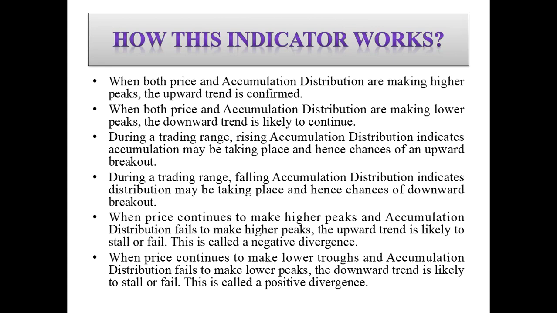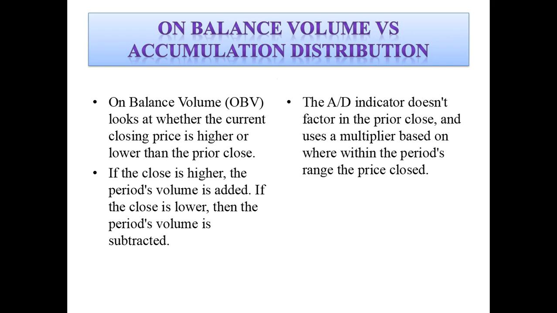When the prices continue to make higher peaks and the indicator fails to make higher peaks, the upward trend is likely to stall or fail. This is called a negative divergence. When the price continues to make lower troughs, but the indicator fails to make lower troughs, the downward trend is likely to stall or fail. This is called a positive divergence.